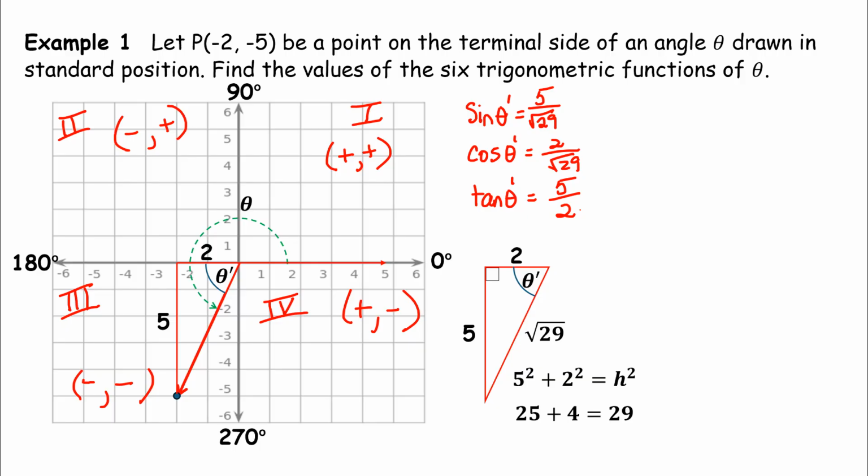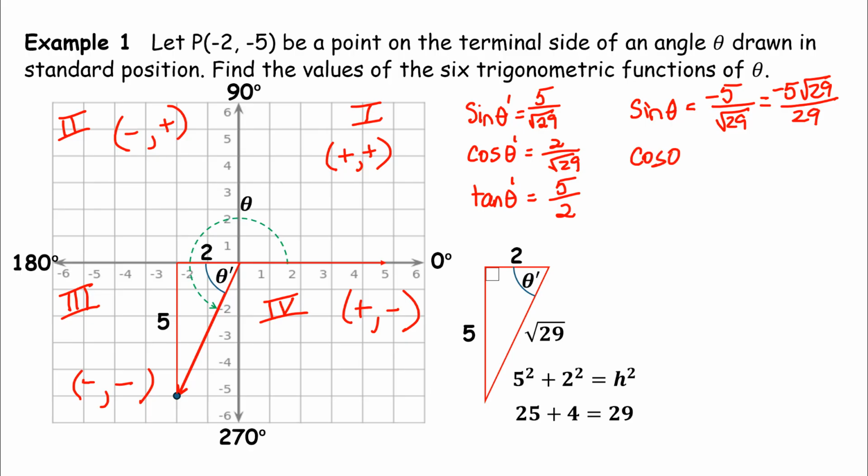And now all we have to do to write the trig functions for theta is just make the 5s and 2s negative because in the third quadrant they are. So sine of theta, just plain old theta, which is the angle between 180 and 270 that we've been talking about, would be negative 5 over the square root of 29, which, if I rationalize it, is negative 5 square root of 29 over 29.